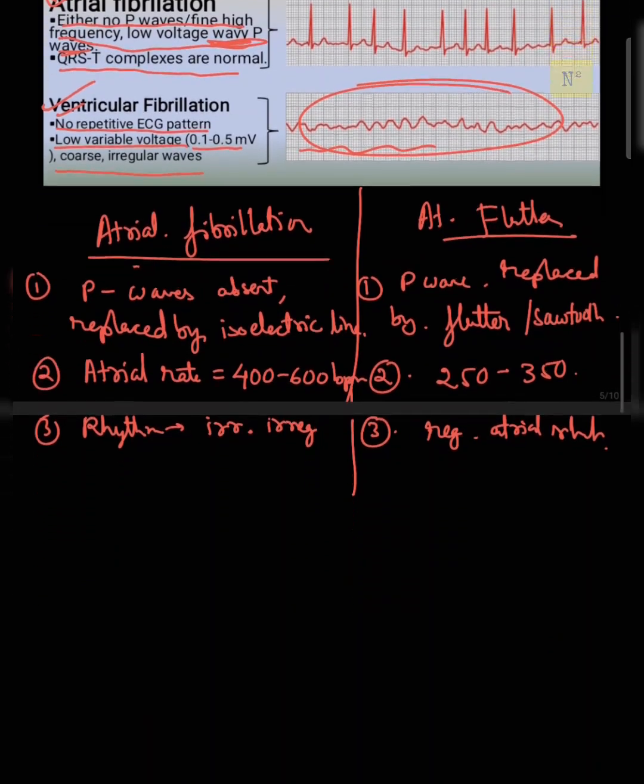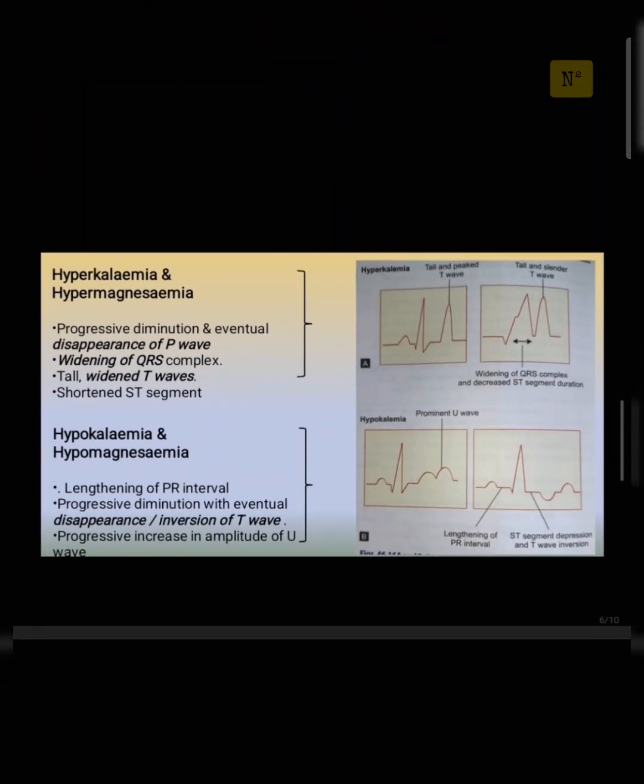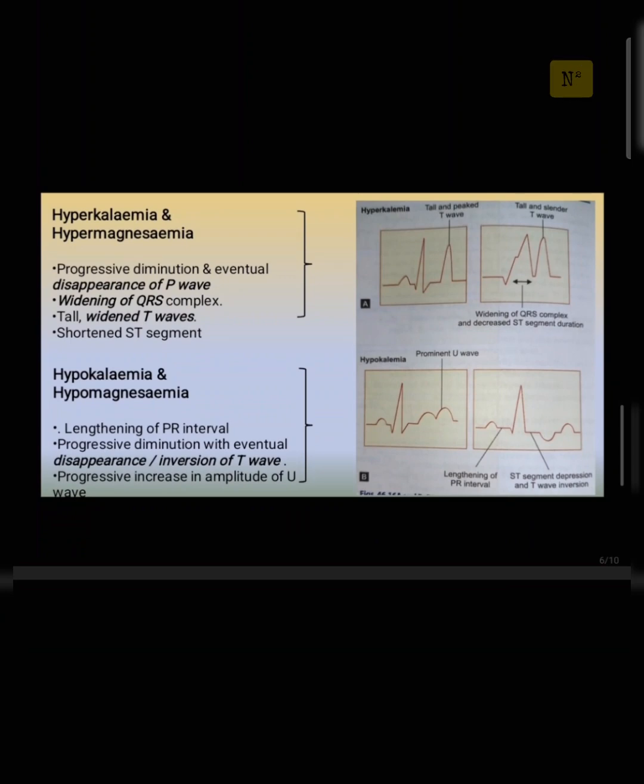Now moving on to the hyperkalemic ECG graph. Typically in hyperkalemia and hypermagnesemia, that is potassium and magnesium individually or together increasing, you will get progressive diminution and eventually disappearance of the P waves. The P waves will disappear, as well as you will get widening of the QRS complex and tall and widened T waves, and there will be shortening of the ST segment.